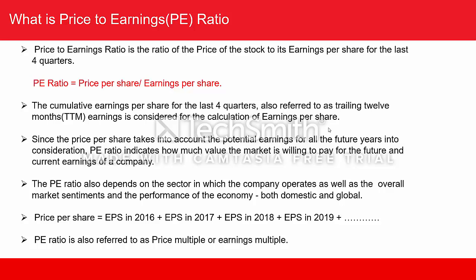So how is this PE ratio calculated? The PE ratio is the ratio of price per share to the earnings per share. The price per share is the current market price per share of a company. Let's take an example, Apple Corporation. Apple's current market price is $100, and earnings per share is the cumulative earnings for the last four concluded quarters. It is also referred to as trailing 12 months earnings, or TTM.